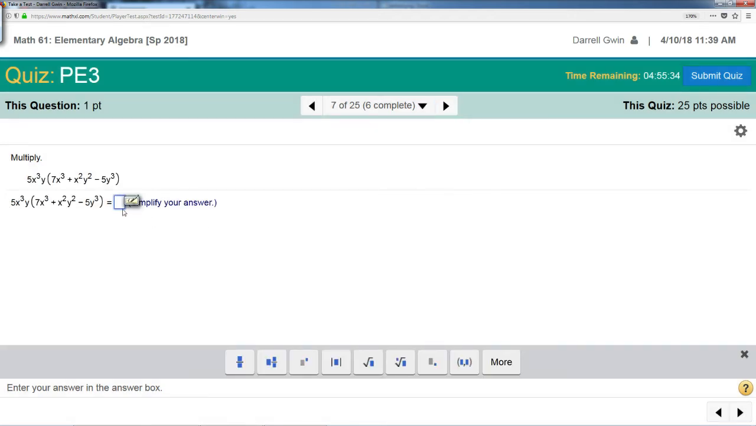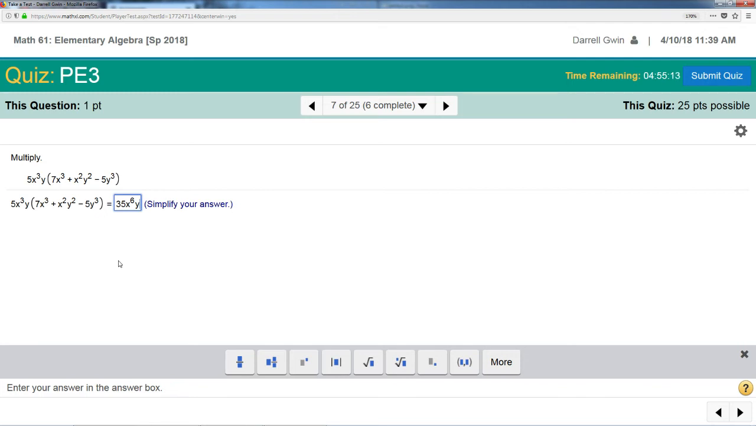Okay, distribution. Distribution is 5 times 7 is 35. X cubed times x cubed is x to the 6. And y times 2y has 1y.